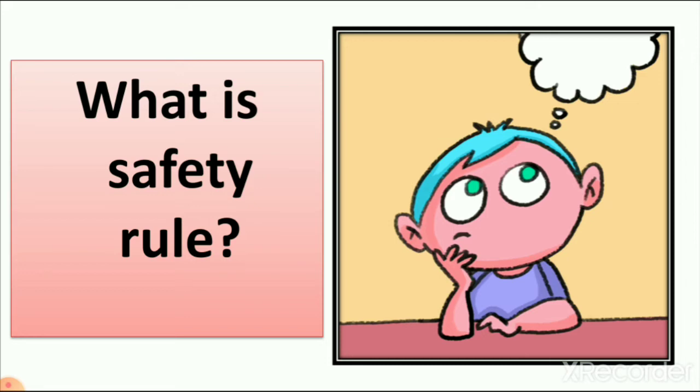But here the word is safety. Safety means keeping yourself safe. Now when we learn about the house, we learn that the house keeps us safe from heat, wind, cold and rain. So you are safe from all these things. Like that, the rules which we use, and because of that we are safe, we call them safety rules. Now think in your mind, what are safety rules, right? So let's see what safety rules are, right?